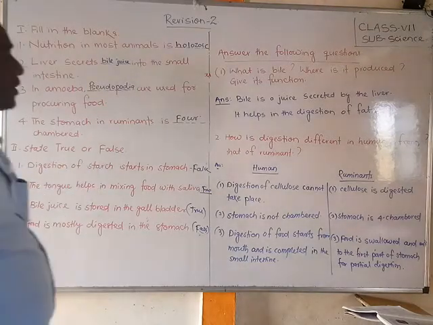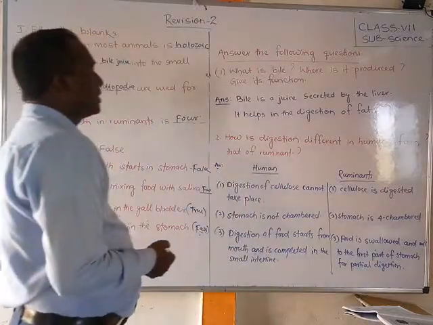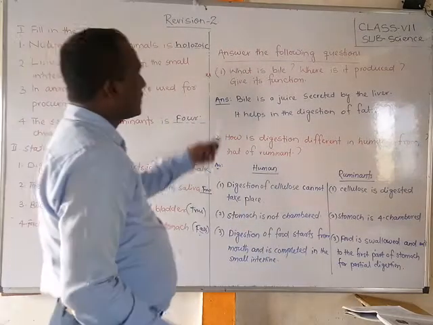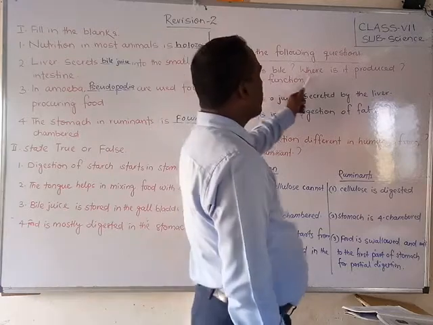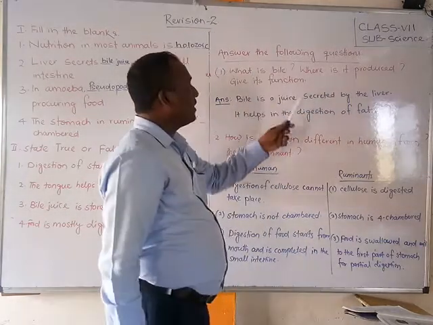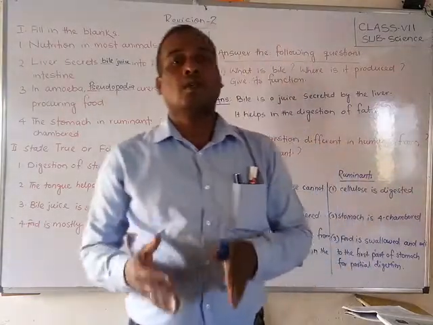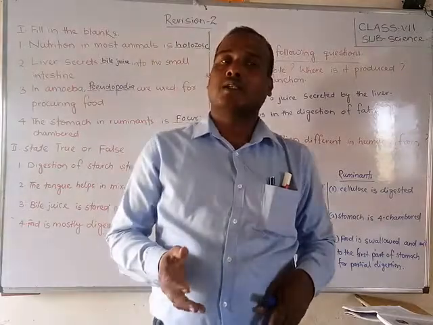Now we are going to discuss the answer the following questions. Some important questions are here, dear students. First question: what is bile and where is it produced? Give its function. So what is bile? Bile is a juice which is secreted from the liver, or from the gallbladder of the liver.